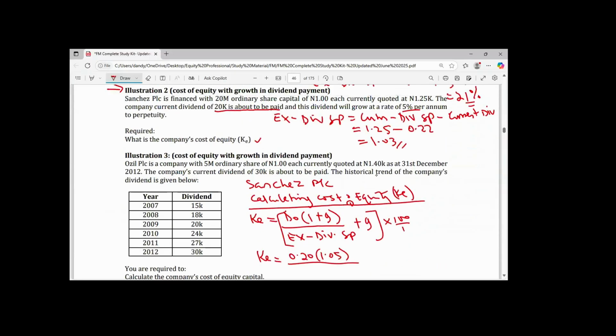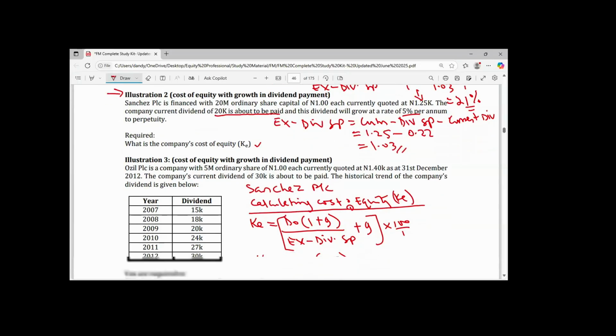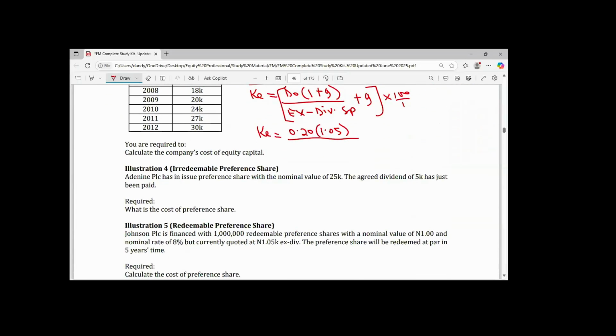the ex-div share price. The share price given to us in the question, the quoted price for Sanchez PLC, is 1.25. This 1.25 includes dividend, because you are told that the current dividend of 20 kobo is about to be paid. It means that the dividend has not been paid. So if the dividend has not been paid, I cannot use the share price of ₦1.25. I have to convert it to the ex-div share price before I can use it. Therefore, I will do my working.